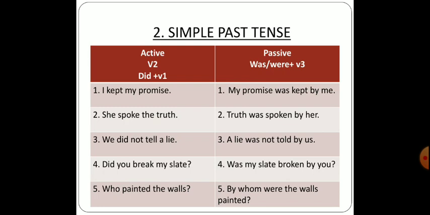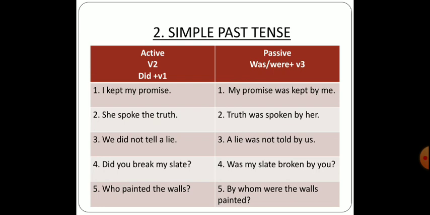Remember children, you are supposed to put by whenever you change into passive. It is necessary. The next one is, did you break my slate? Was my slate broken by you? Why was? Because it is singular and slate is only one. So we are using was. The last one is, who painted the walls? By whom were the walls painted?